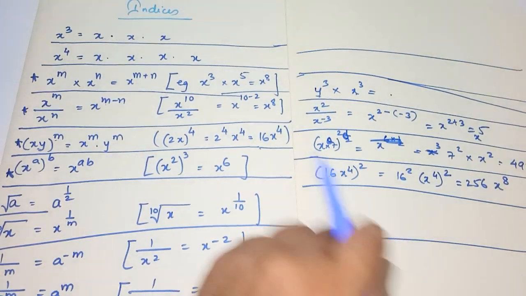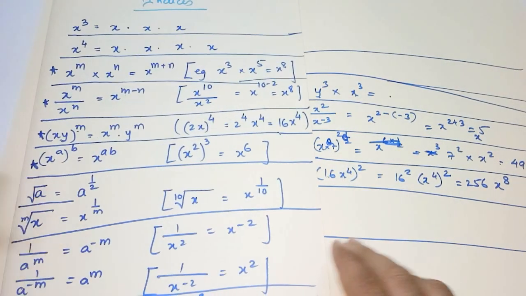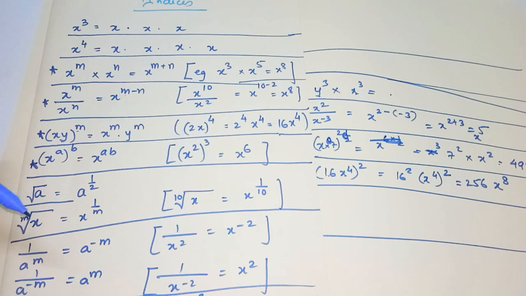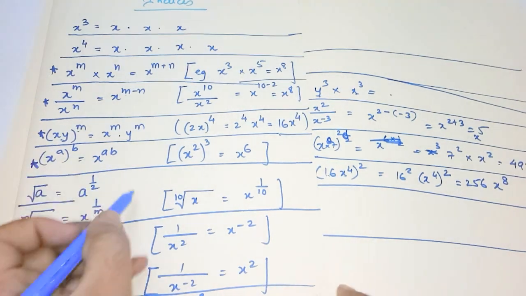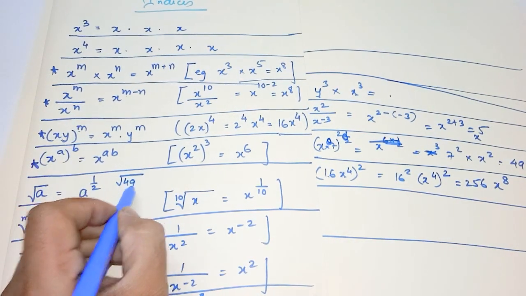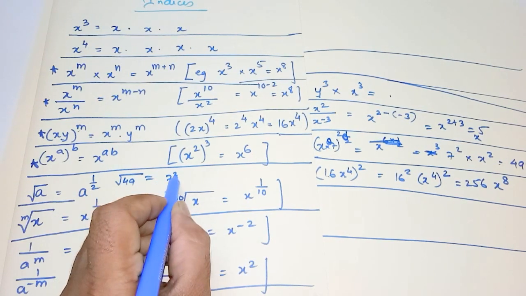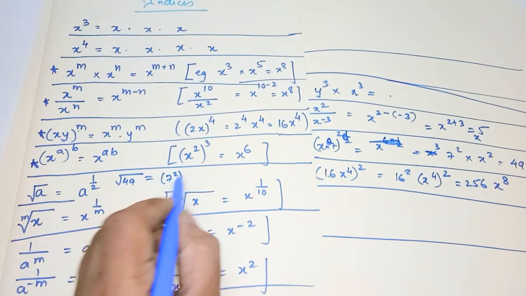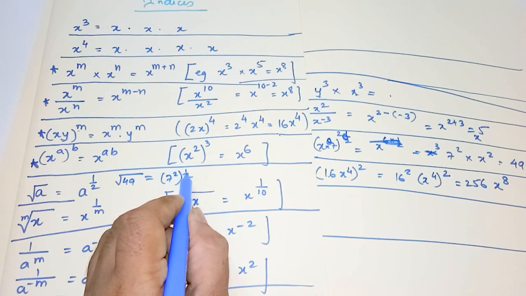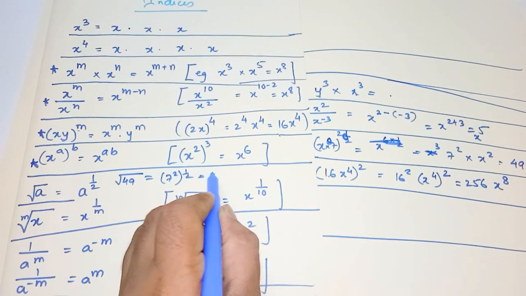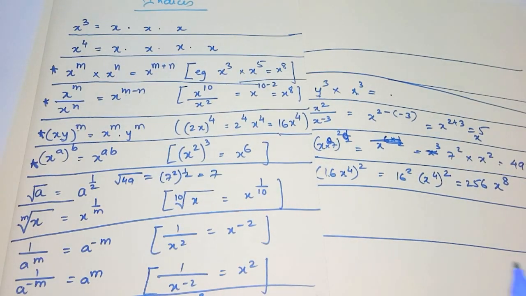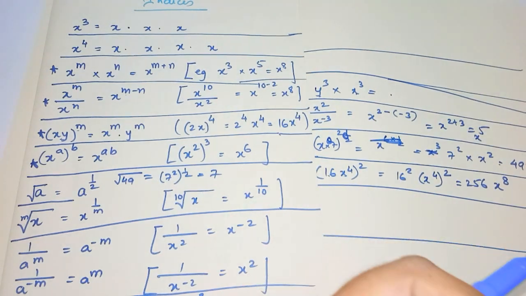Okay, now let us try to understand what square roots and cube roots mean to us. When you say square root, it's nothing but to the power half. That's why when you have the square root of 49, I write it as 7 squared, and if you take half of this power, it's going to be 7 itself. That's how you get the square root of 49 as 7.